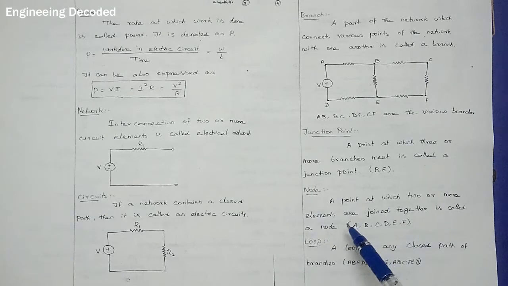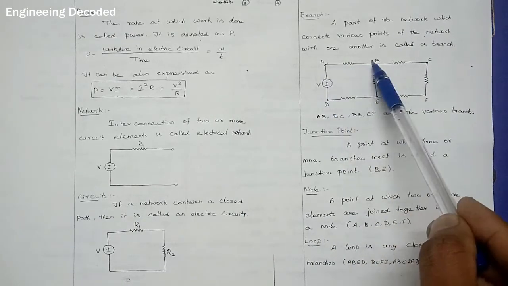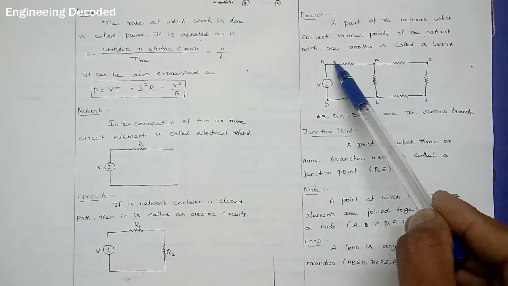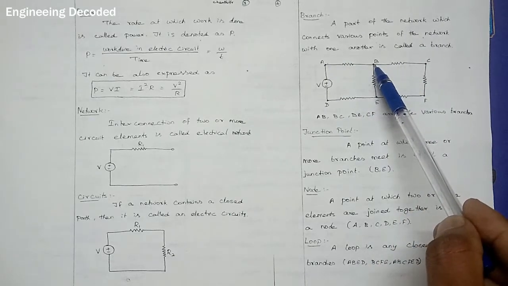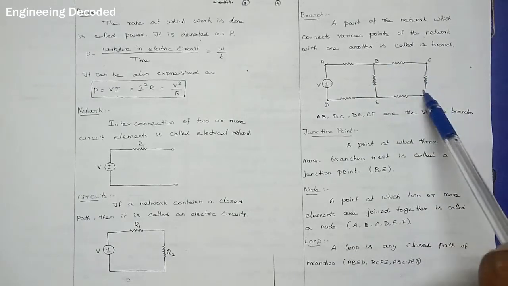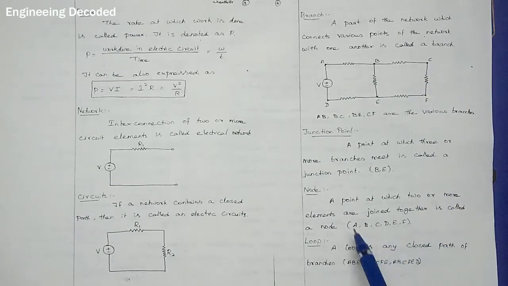Next one, node. A point at which 2 or more elements meet is called a node. So we can take this as a node A. So this voltage source and this resistor meet at this point. This point, this branch and this branch, everything meet at this point. So that is a node. C, this resistance and this resistance meet at this point. So that is a node. So like that, if 2 or more elements meet, then that is called a node.